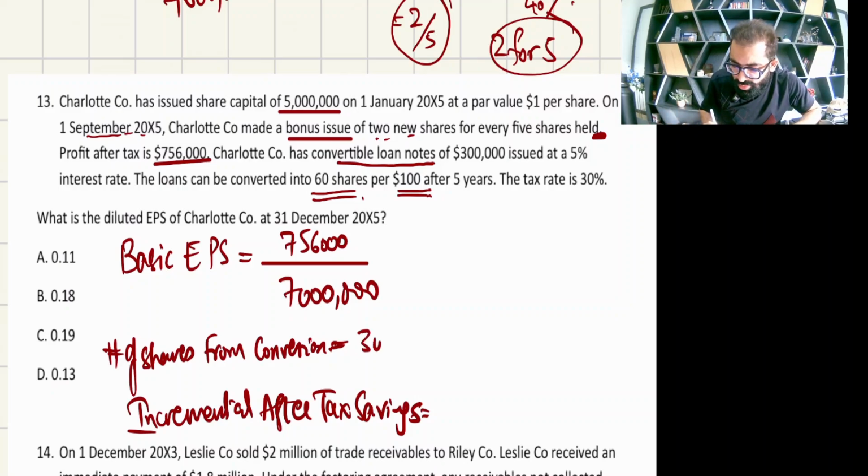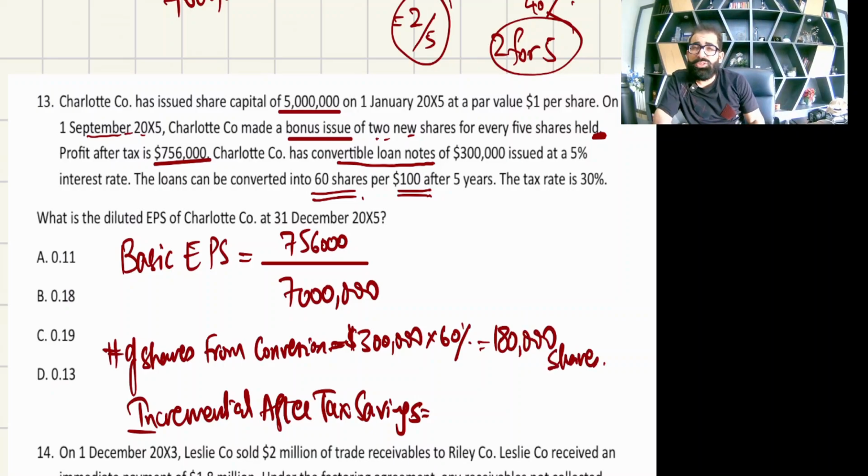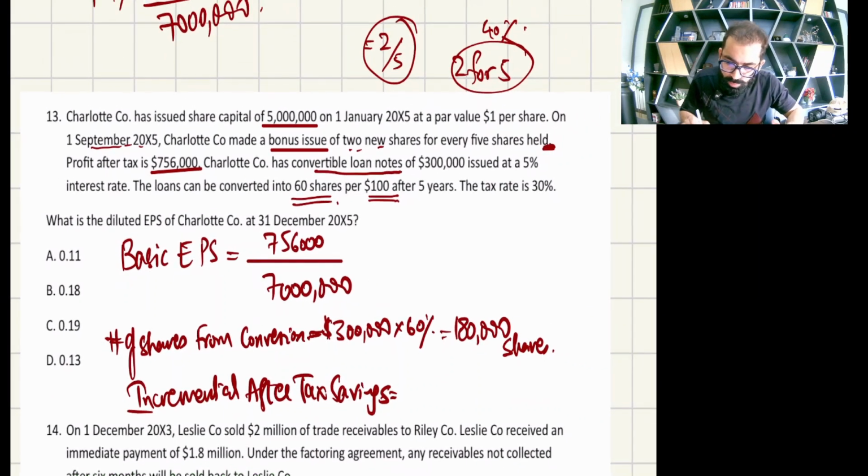So we have a total of 300,000 loan notes multiplied by 60%. So the new shares from conversion will be 180,000 shares. Okay, right? Now the second thing is incremental after tax savings. Now wait. What is the interest rate? 5% is the interest rate, 30% is the tax rate.